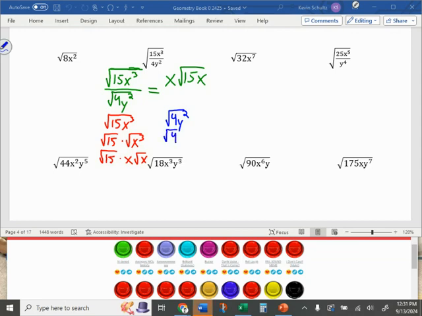2y. Root 4 times root y squared. I'm sticking with the theme of perfect squares for now, just because I want you to like me still. The root of 4 is 2. The root of y squared is y. So our denominator is just going to be 2y.